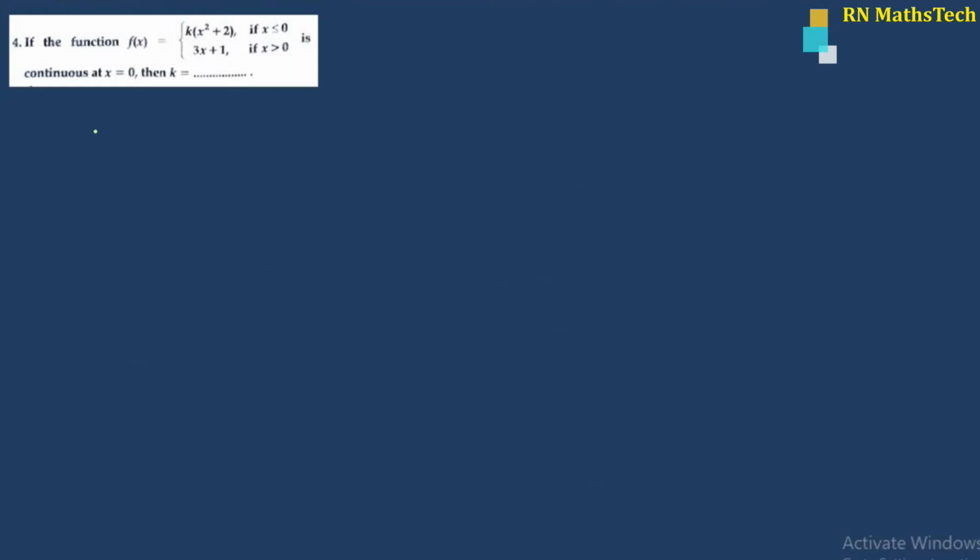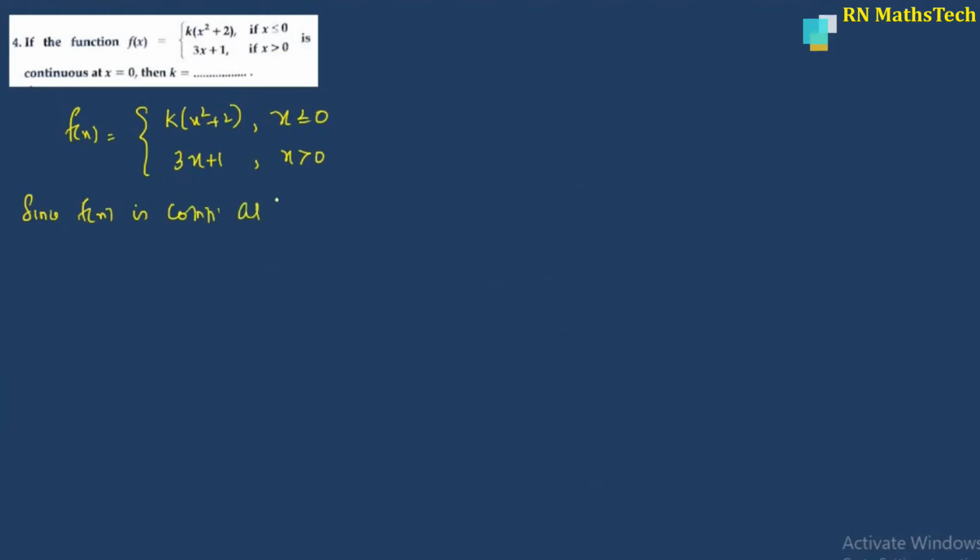Next one, if the function f of x is given by f of x is equal to k into x square plus 2, x less than or equal to 0, and 3x plus 1, x greater than 0, is continuous at x is equal to 0. Since f of x is continuous at x is equal to 0, left hand limit equal to right hand limit equal to f of 0.